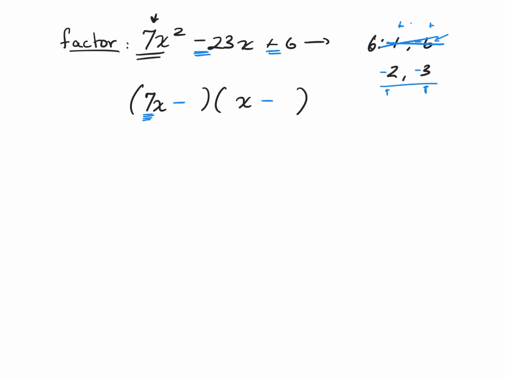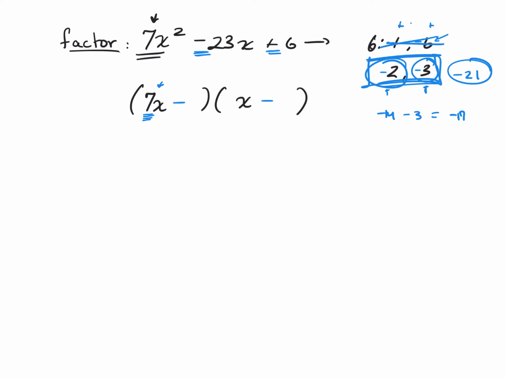So here we go. Negative 2 times 7 is negative 14. Just showing some work here for you, what I'm doing in my head. Negative 14 minus 3 is going to be negative 17. That doesn't work because we're trying to make negative 23. So let's switch it the other way. Let's multiply the negative 3 by 7. Negative 3 times 7 is negative 21. So negative 21 minus 2 is negative 23. And there we go. So I've got it.